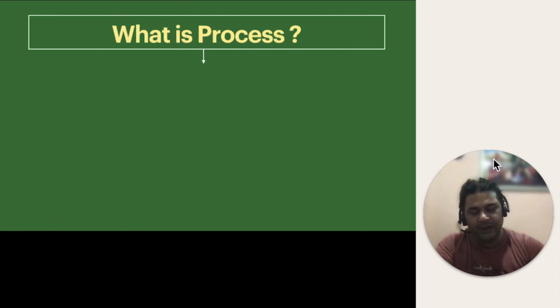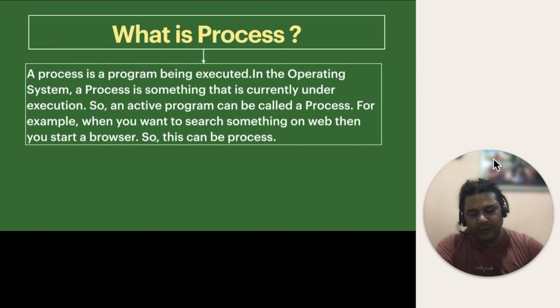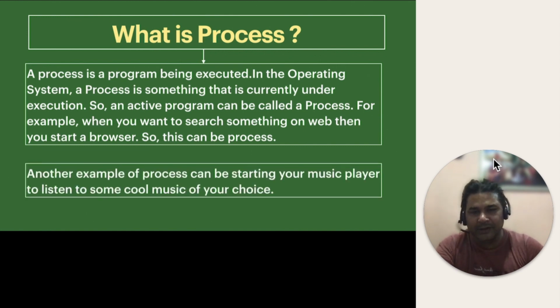Next, what is a process? A process is a program being executed in the operating system. A process is something that is currently under execution, so an active program can be called a process. For example, when you want to search something on the web, you start a browser, and this can be a process. Another example of a process is when you start a music player and listen to some music of your choice.